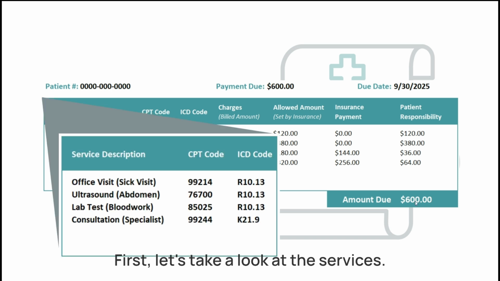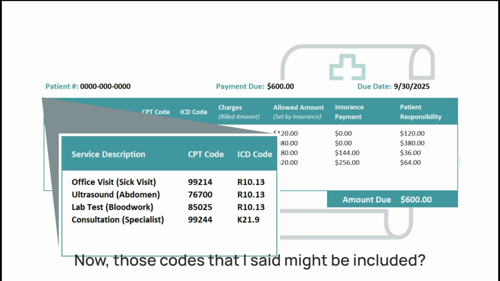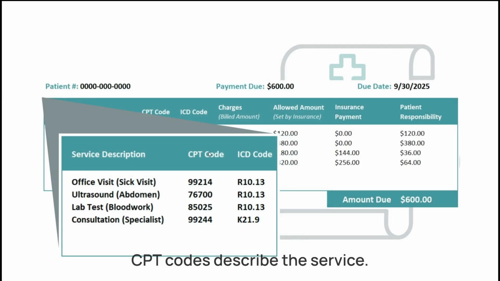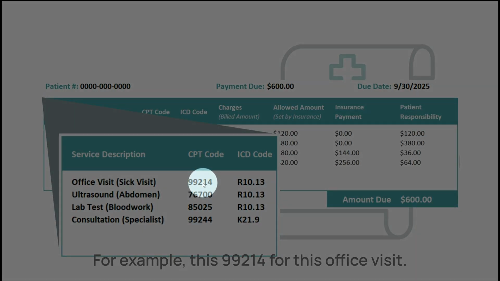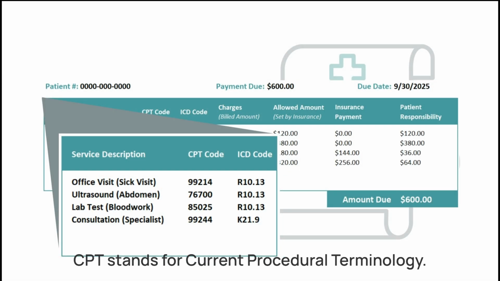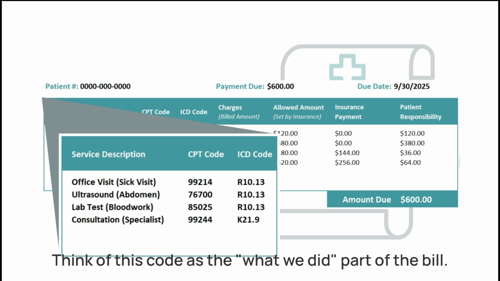First, let's take a look at the services. Your bill will usually provide a simple description of the medical services you received. Now, those codes that I said might be included, CPT codes describe the service. For example, this 99214 for this office visit. CPT stands for current procedural terminology. Think of this code as the "what we did" part of the bill.